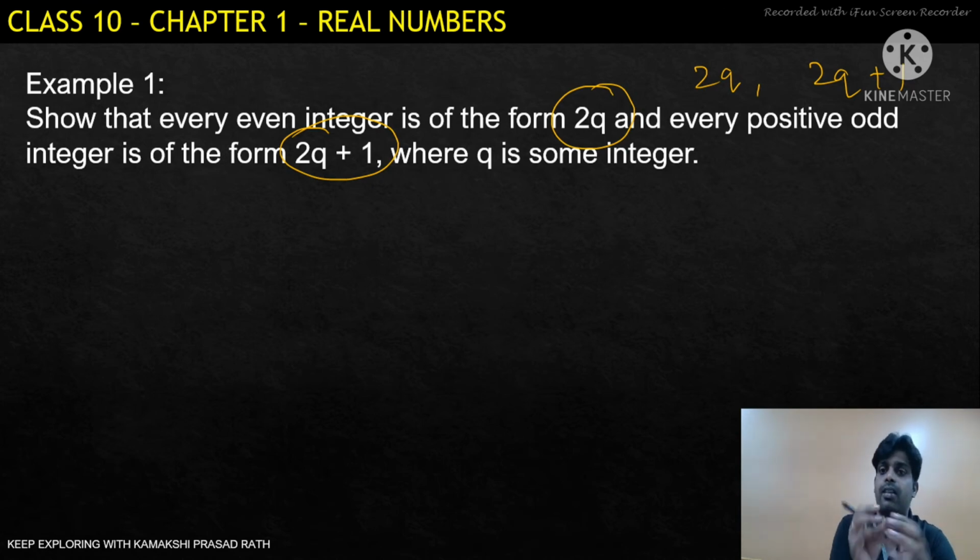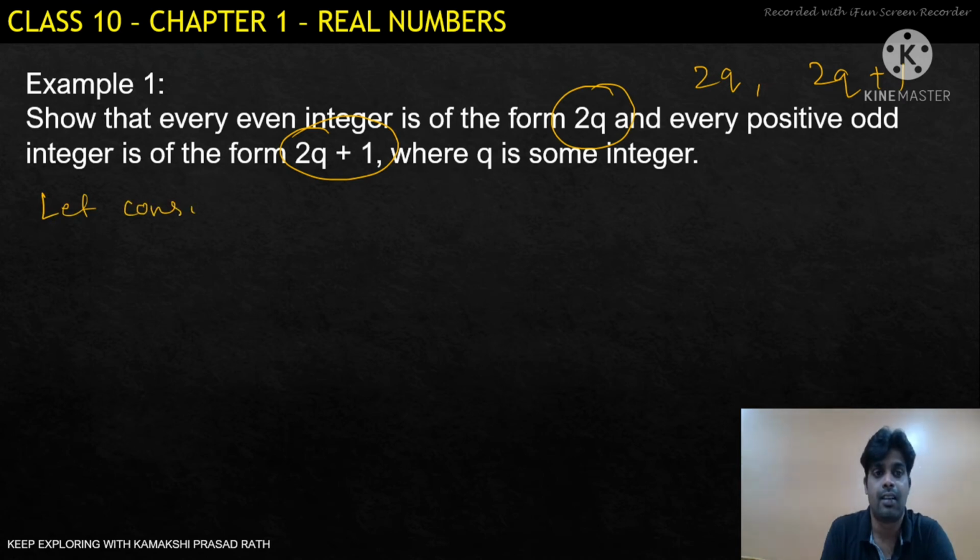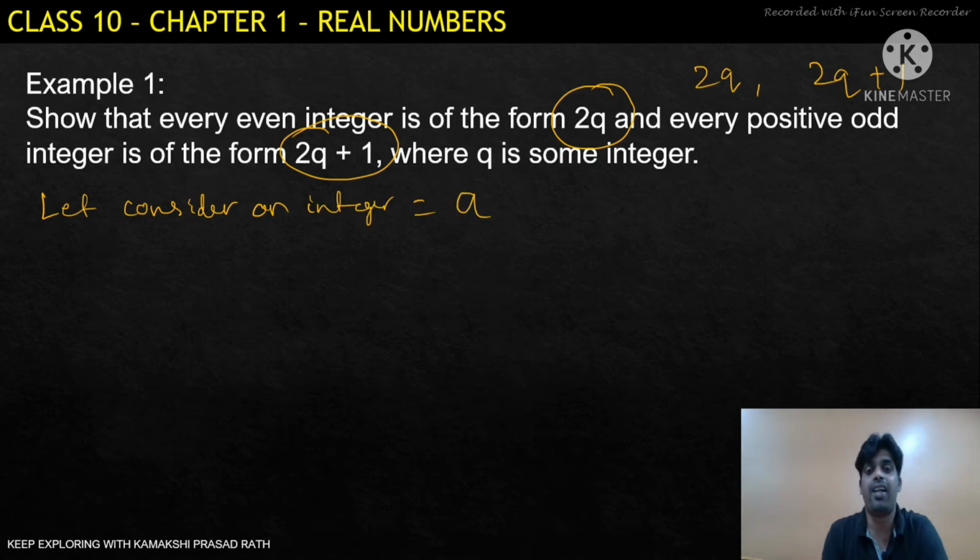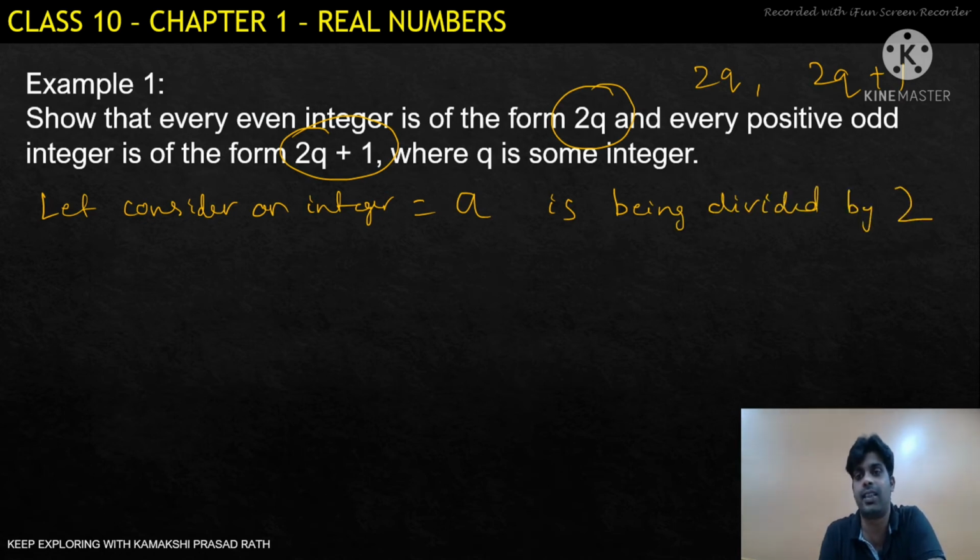It is guaranteed that the integer is being divided by 2. Then only we get 2q or 2q plus 1. So we'll consider that we are dividing it by 2. So let us consider a positive integer a, and let us divide it by 2. We'll consider 2 because then only we'll get the form 2q or 2q plus 1.